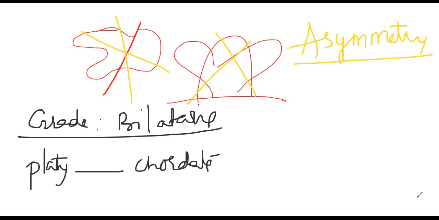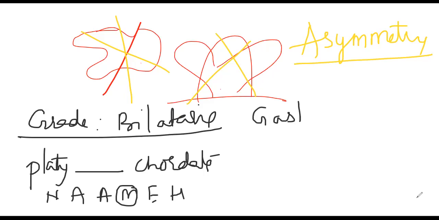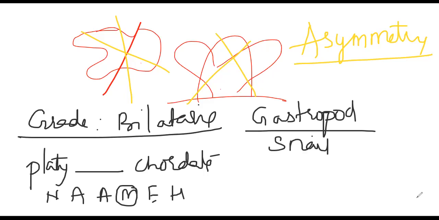For example, grade Bilateria with bilateral symmetry, we said phylum Platyhelminthes to Chordata: Platyhelminthes, Nematoda, Annelida, Arthropoda, Mollusca, Echinodermata, Hemichordata, Chordata. So we are talking about molluscans, particularly gastropod molluscans, snails. In snails, during the larval stages there is no problem; they have bilateral symmetry.